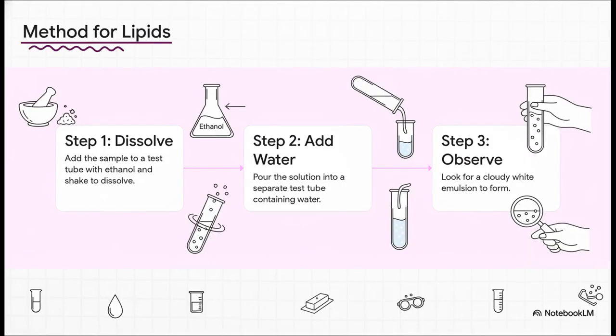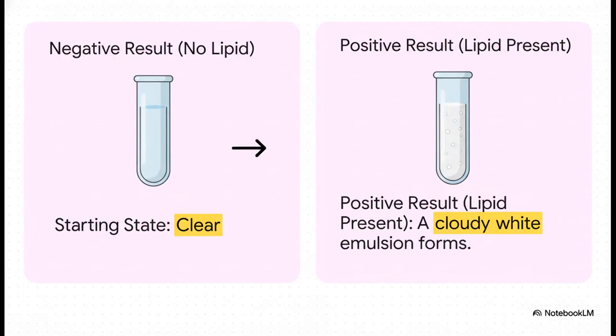This method has a couple more steps, so listen up. First, since fats don't dissolve in water, we need to dissolve them in something else first. For that, we use ethanol. So you add your food sample to a test tube with some ethanol, and you give it a really good shake to dissolve any lipids. Then, and this is the key part, you pour that ethanol solution into a second test tube that's just got plain water in it. And here is what you'll see.